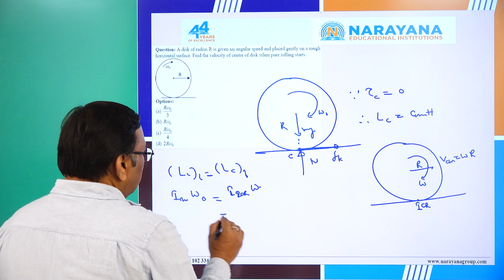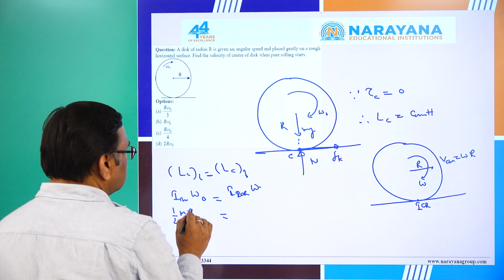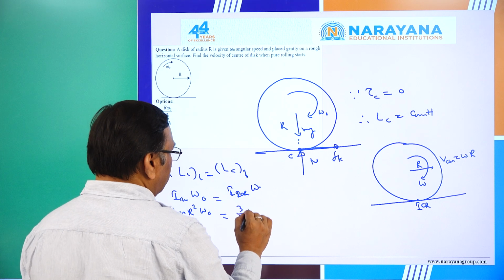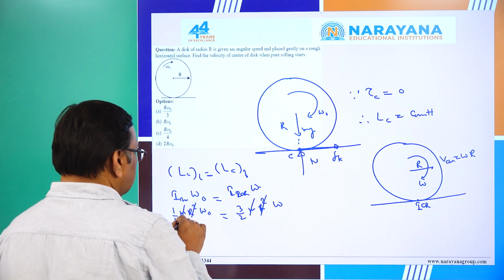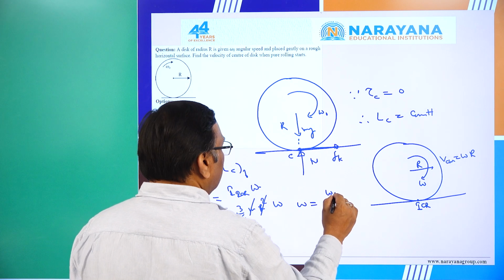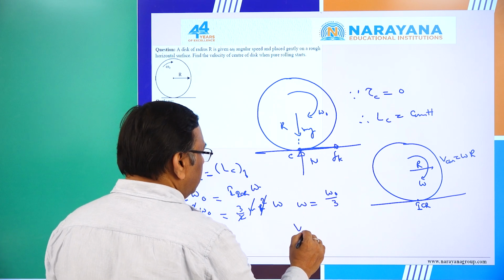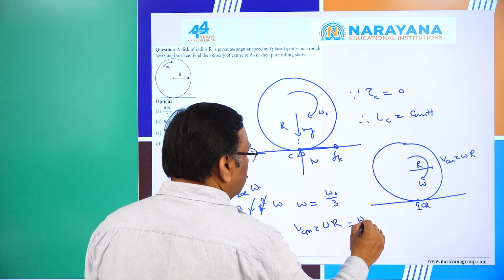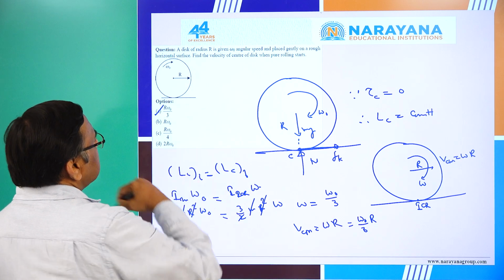So I about center of mass, it is a disk, so we can say it is half m r square into omega naught. I about ICR is going to be 3 upon 2 times m r square into omega. mr square is cancelling out here, 2 is also cancelling out here. So what is my omega? Finally it is going to be omega naught upon 3. If I write the velocity of center of mass, V center of mass is going to be omega into r, that is omega naught upon 3 into r. So omega naught r upon 3, option A, is the right answer for this question.